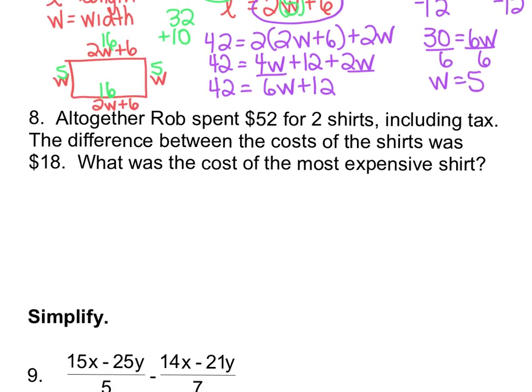Okay, another word problem. Altogether, Rob spent $52 for 2 shirts, including tax. The difference between the cost of the shirts was $18. What was the cost of the most expensive shirt? Okay, so I'm going to say that X equals the cost of one shirt and that Y is the cost of the other shirt.